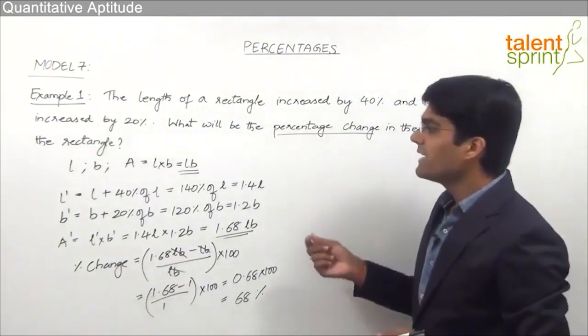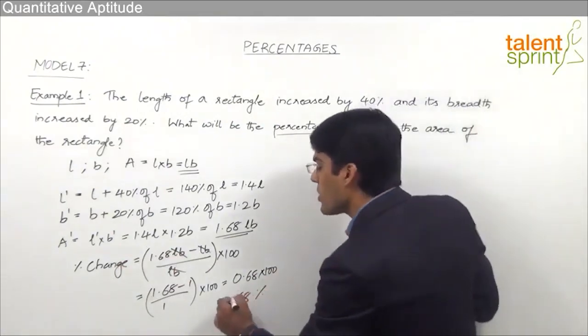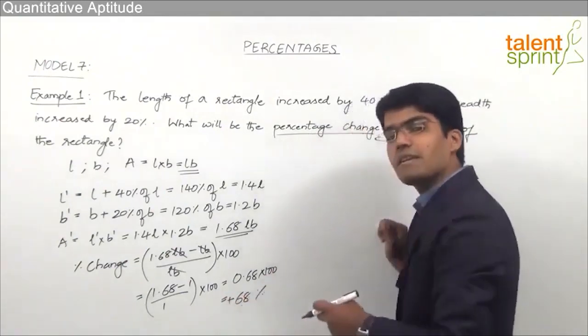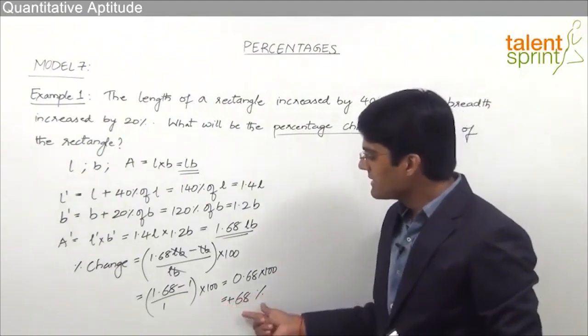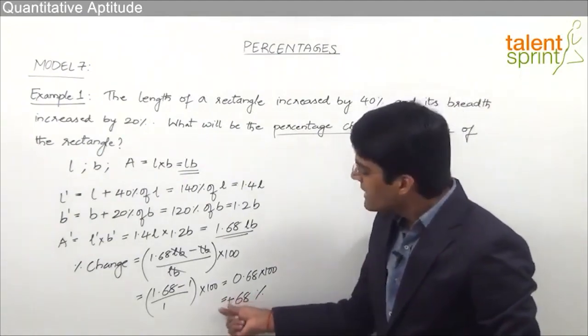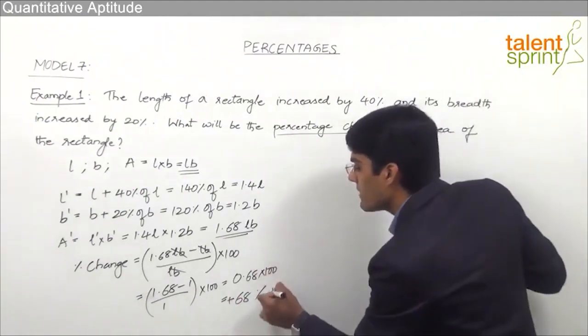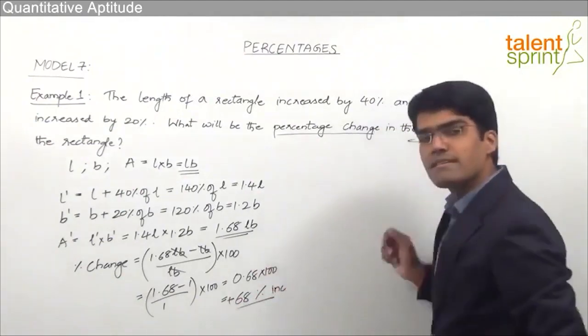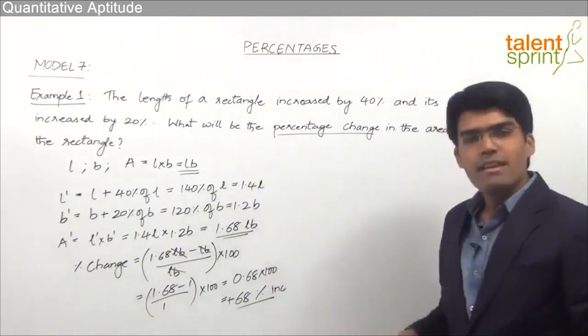So we can say that the area has changed by 68%, and since we have got a positive value here, this 68% is an increment. Why? Because whenever we get a positive sign, this is a percentage increase, and if we get a negative sign, this should be taken as a percentage decrease. So we can say that the area of the rectangle has increased by 68%. But friends, solving the question in this way takes a lot of time.